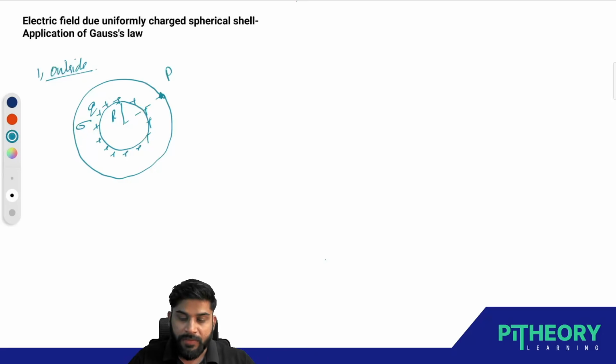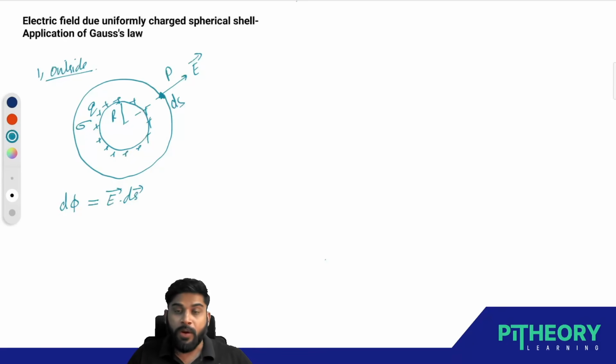Let's consider a small surface here, a small section whose area, let's say, is dS. Now we know that due to this spherical shell, which is uniformly charged, the electric field at that point will be radially outwards. So the flux through that small section, dφ, will be equal to E dot dS, taking area as a vector quantity. Outward normal is taken as the direction of the area vector, and we see that E and dS are in the same direction, so you can write this as just E dS.